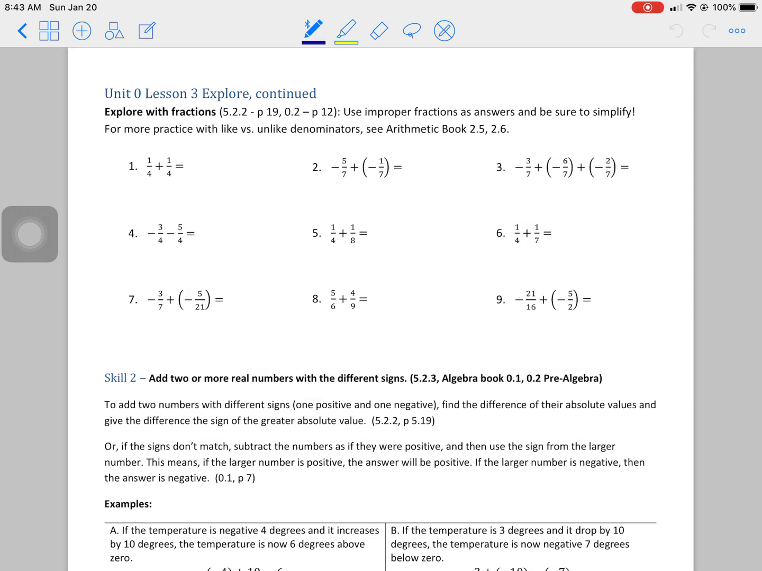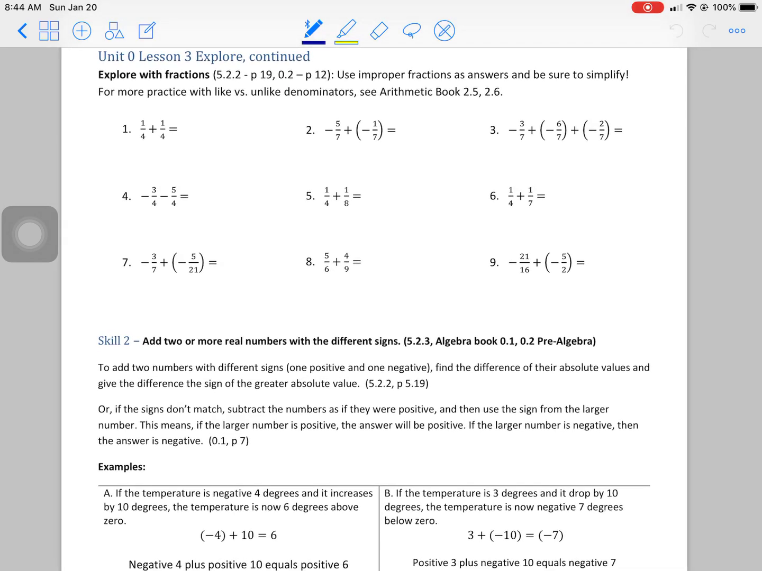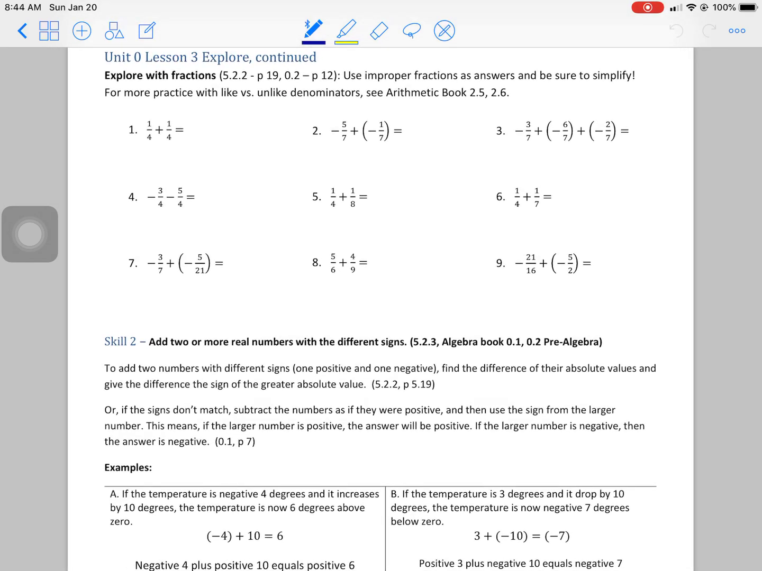All right, so part 2 of Unit 0, Lesson 3, third page, explore with fractions. Use improper fractions as answers. Be sure to simplify. For more practice with like and unlike denominators, see arithmetic book on those pages.